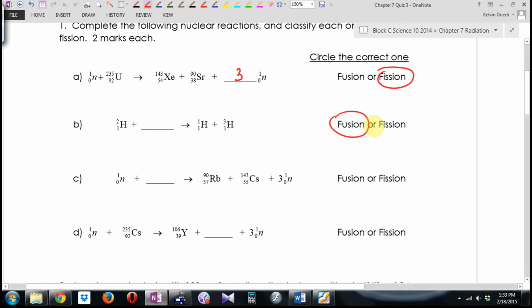How do I know fusion? First of all, I know it's not an alpha or a beta or a gamma, so it's not decay. How do I know fusion? Small atoms joining into small or small-ish atoms. I'm not splitting something. What about the mass? Well, on the left-hand side, I have a mass of 2. On the right-hand side, I have a mass of 4. You know what? I'm missing a mass of 2.